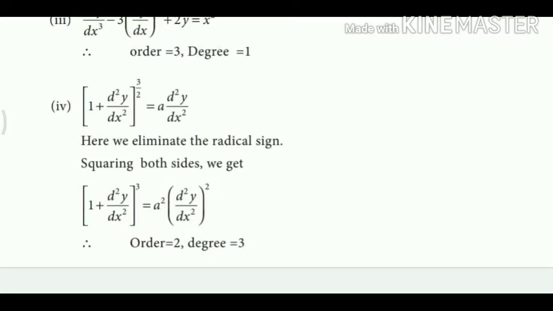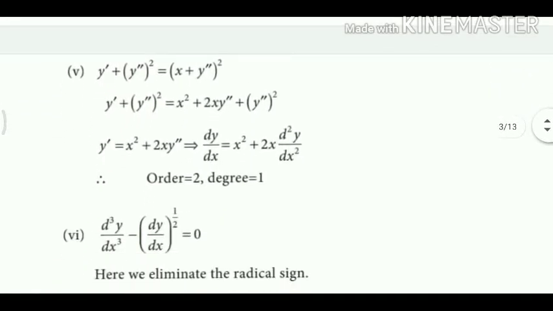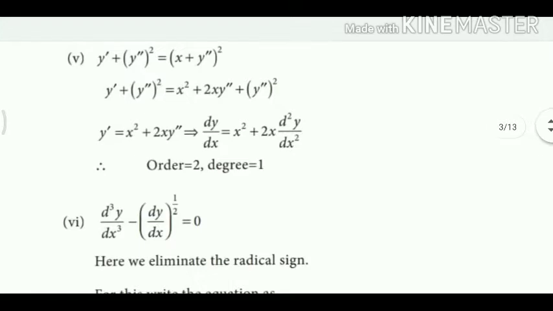Then fifth question, y dash is nothing but dy by dx. Y double dash means d square y by dx square. Okay. So y dash plus y double dash whole square equal to x plus y double dash whole square.